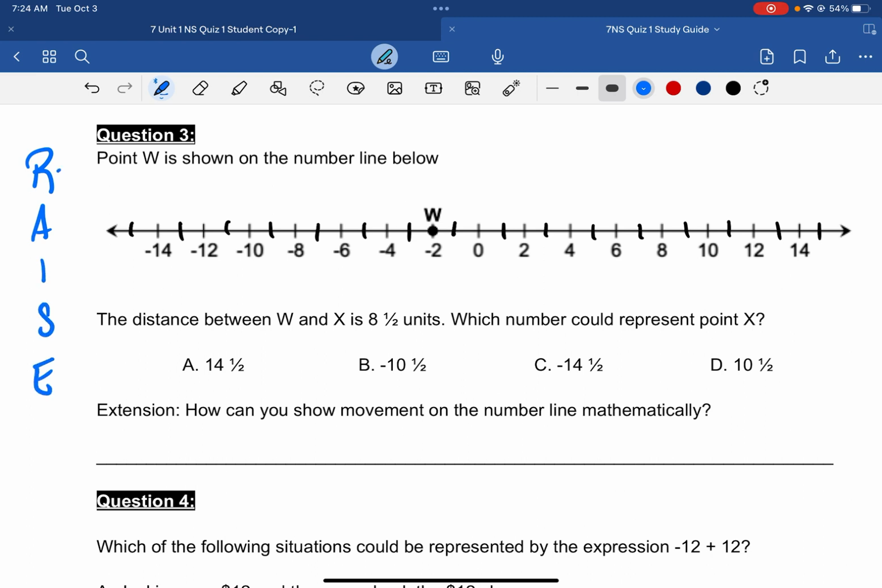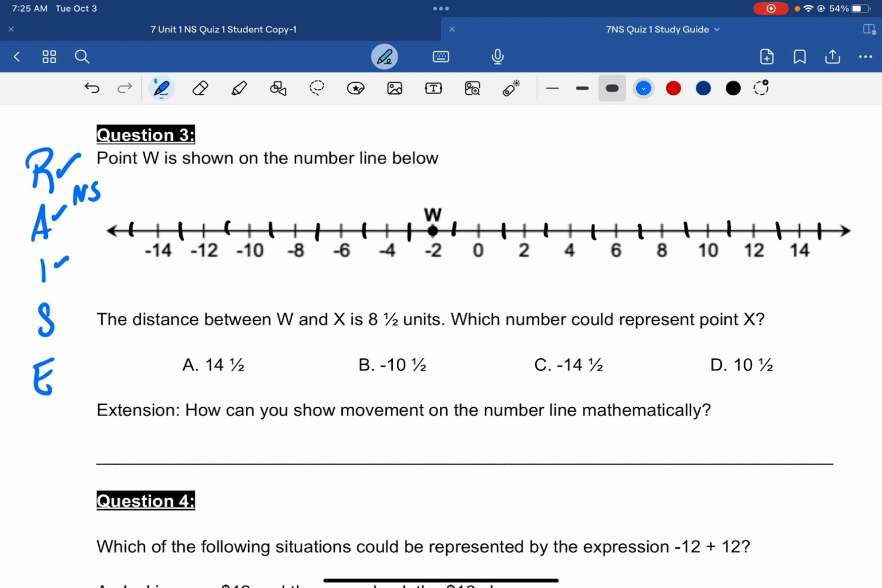So we're gonna read our question first. Point W is shown on the number line below. That's right here at -2. The distance between W and X is 8.5 units. Which number could represent point X? Because we're dealing with numbers on a number line, this is a number sense question. Identify key information. Let's do that now.